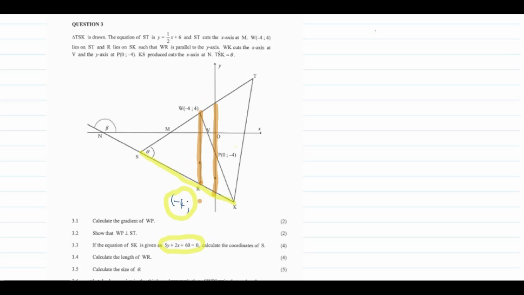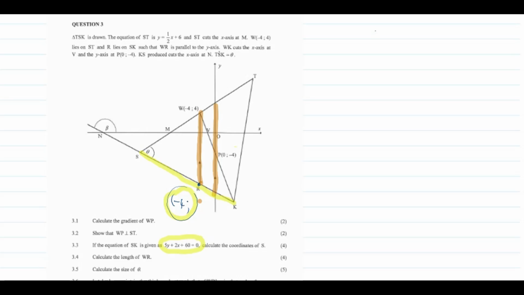And then what do we see? We see that our point R is on our line SK. So what we can do is use that equation that we got for our line SK, simply substitute this x value into that equation, and we can get the y value of R. And once we've calculated the y coordinate of R, then we simply use our distance formula to calculate the length of WR. I hope that makes sense. Okay, so let's do that. Let's get the y coordinate of our R.